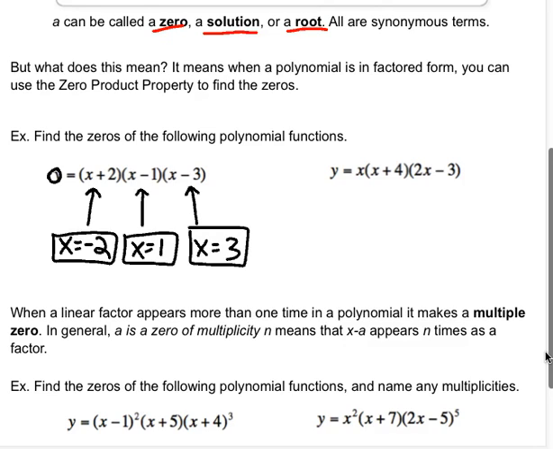Okay? Now, if you ever have an x sitting out front like that, where it's not part of a parenthesis, it's just sitting there, well, that means if x equals 0, the whole thing would be 0. What would make this 0? Well, an x of -4.